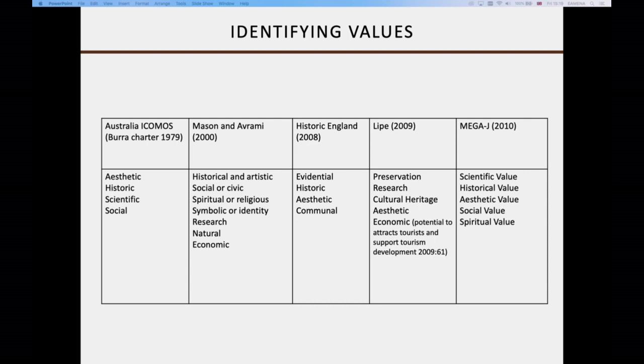And the last one is an example from MEGA Jordan, the National Inventory or Database for Inventory of Sites in Jordan, which, based mainly on the Burra Charter, identifies these categories of values that I have here.